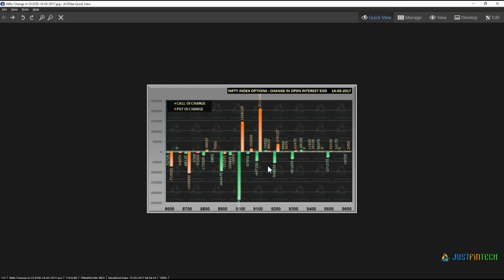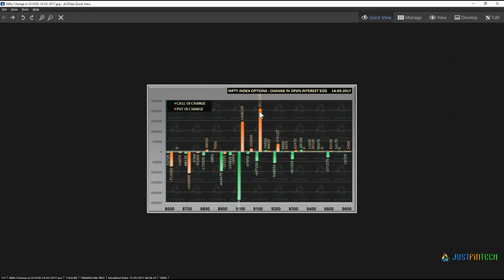So this is the change today. So in the calls, the 9000 call has liquidated completely almost. So there is a fear that 9000 might hold on, and that's why these guys might have just run for cover. And on the other hand, the 9,000 puts have been added and 9,100 puts have been added.